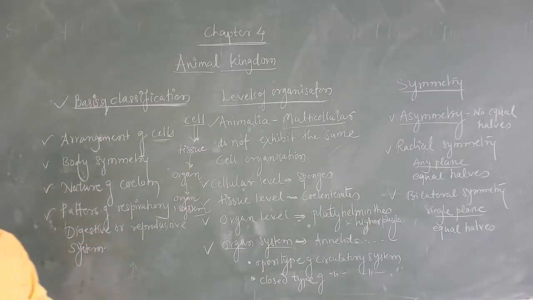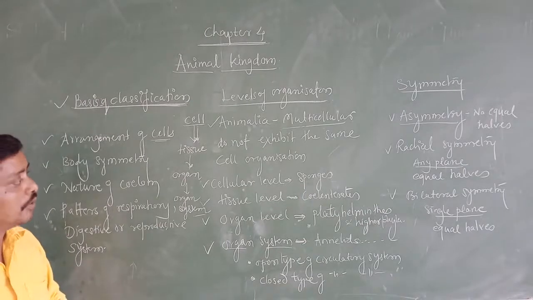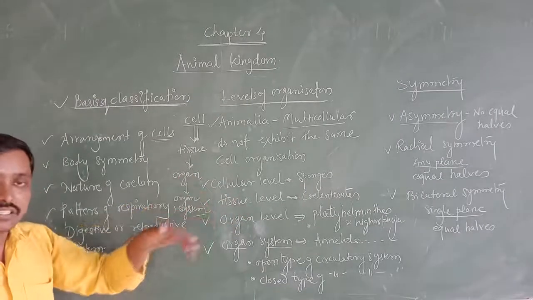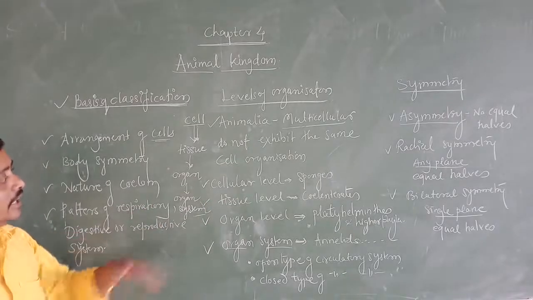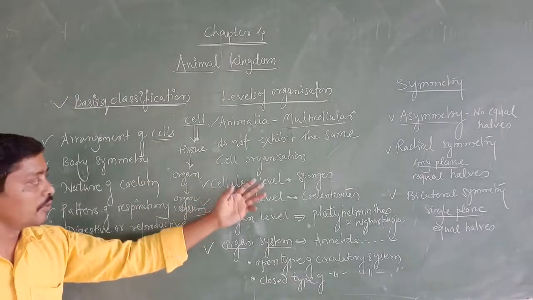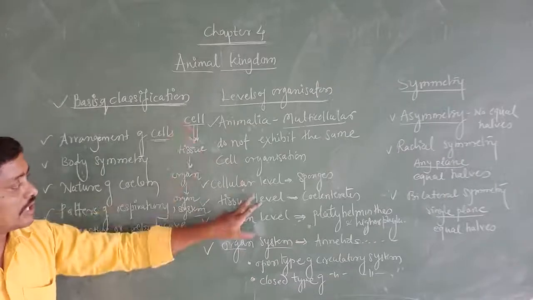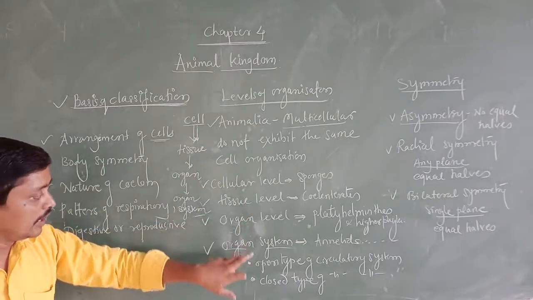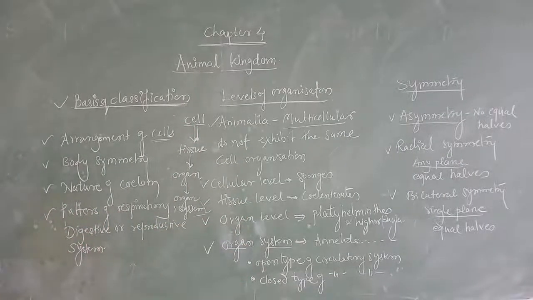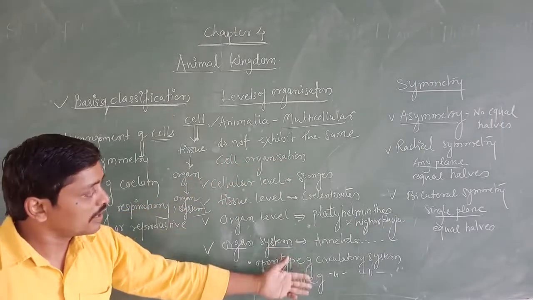In the next class, when we study in detail from first phylum Porifera to Mollusca, that time you will come to know what we studied in the previous class. Understood? This is about level of organization: cellular level, tissue level, organ level, organ system level of organization, and I have given the examples also.